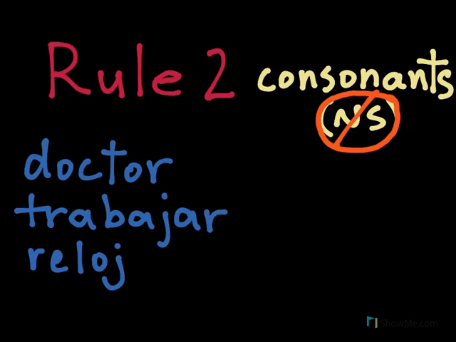Consonants. The consonants are the letters that are not vowels, right? Not A, not E, not I, not O, and not U. All right, you have here doctor. Doctor ends on a consonant, so it belongs to rule 2. In order not to have the written accent, the stressed or tonic syllable should be the last one, doctor, and it is, and that's why it doesn't have the written accent.